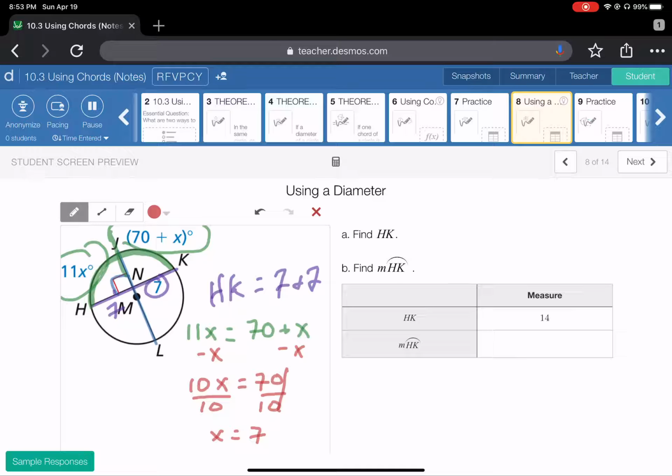So then all I have to do is substitute. Because I need to find arc HK, I need to find the whole thing. So here, 11 times 7 plus the measure of this arc, which is 70 plus 7. Let's do that in a different color, orange. 11x is going to give us the measure of JH. 11 times 7 is 77. And if we substitute a 7 for x, that's also going to be 77. So we want the measure of the whole arc HK, which is 77 plus 77, which is 154.